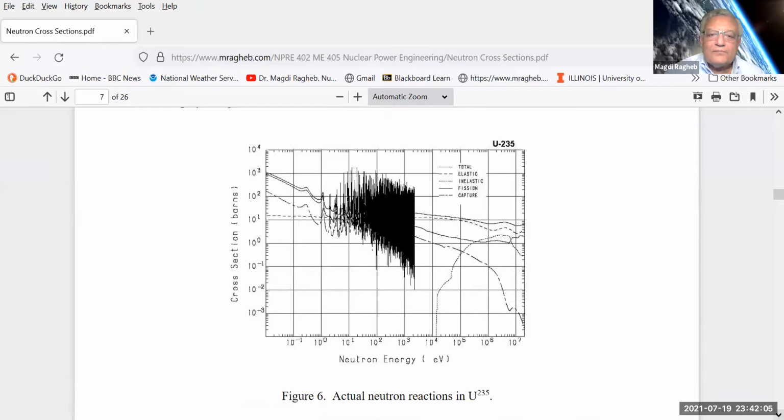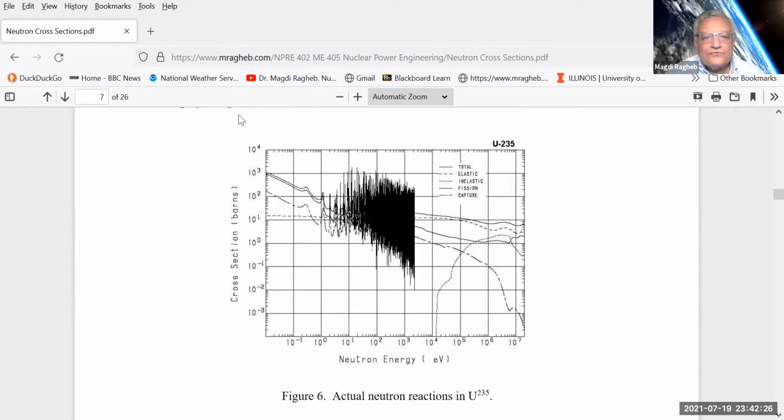If we looked at plutonium, well, we have to look also at uranium-235. Uranium-235 is a fissile isotope of uranium, and it displays the same behavior as plutonium-239, but the resonance here at low energy is not as prominent as in plutonium-239.